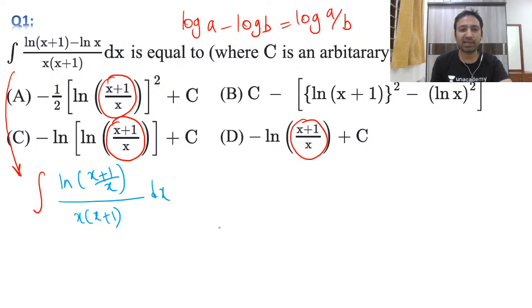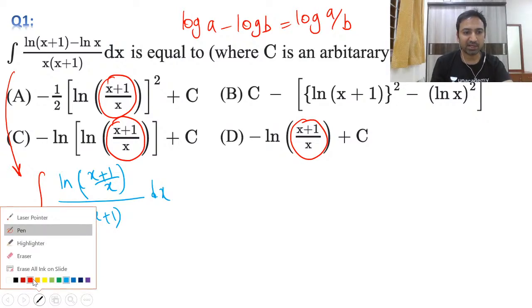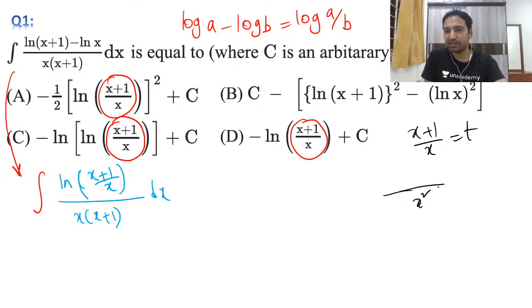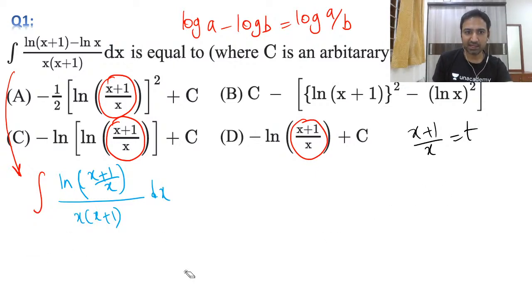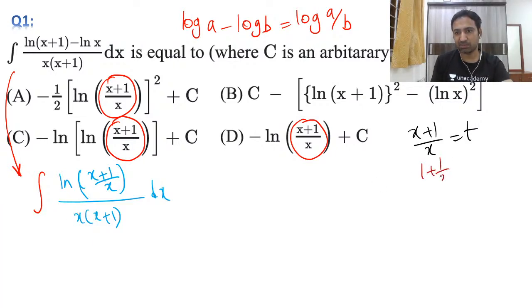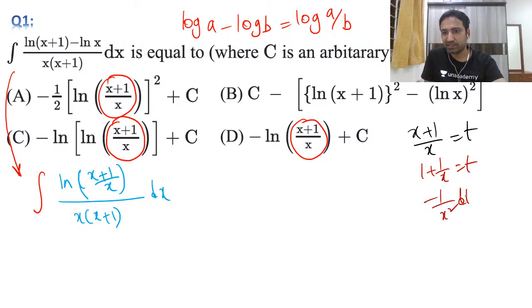Now can I take x plus 1 by x as t? Let's take x plus 1 by x as t and see what we get. If we differentiate it, you can directly write it as 1 plus 1 by x equals t, and now let's differentiate it. Minus 1 by x square into dx is equal to dt.